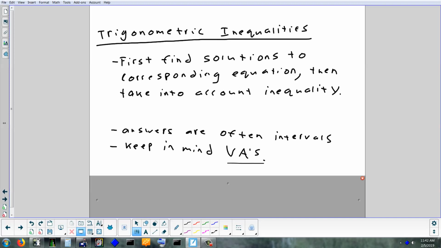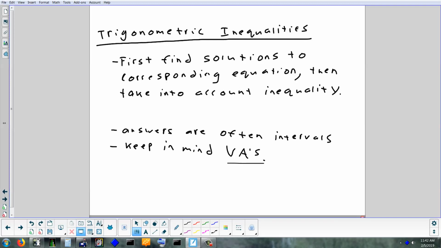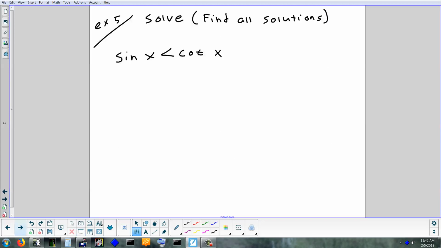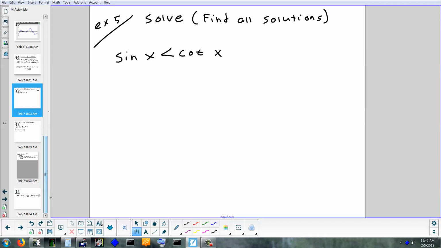And vertical asymptotes can be a little tricky to find, especially with tangent and cotangent. But if you have a vertical asymptote in a problem, it's going to be very easy to find. It's going to be something you can look at the calculator and tell what it is. Because the calculator doesn't have a feature that says find asymptotes. It can't find them for you, but you'll be able to tell. Let's try a couple inequalities.